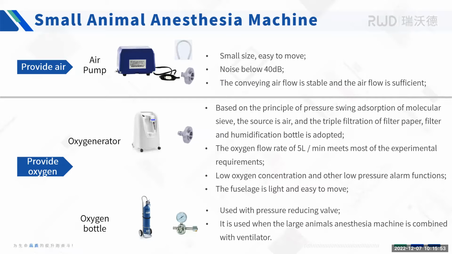The air source we usually provide is this air pump, because some small animals like rodents usually have low demand of oxygen, so it is enough to use air as the air source. And when we use the large animals, the gas source can be changed to oxygen. We can provide this one, the oxygenator. This one is safer to use in laboratory than the high pressure oxygen bottle.